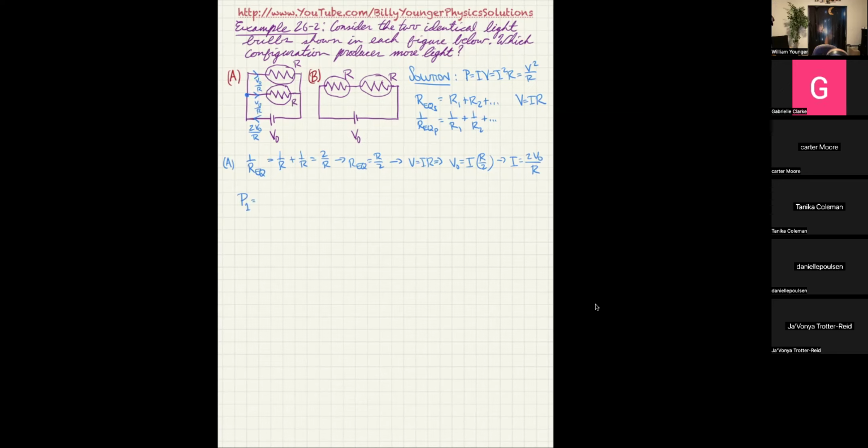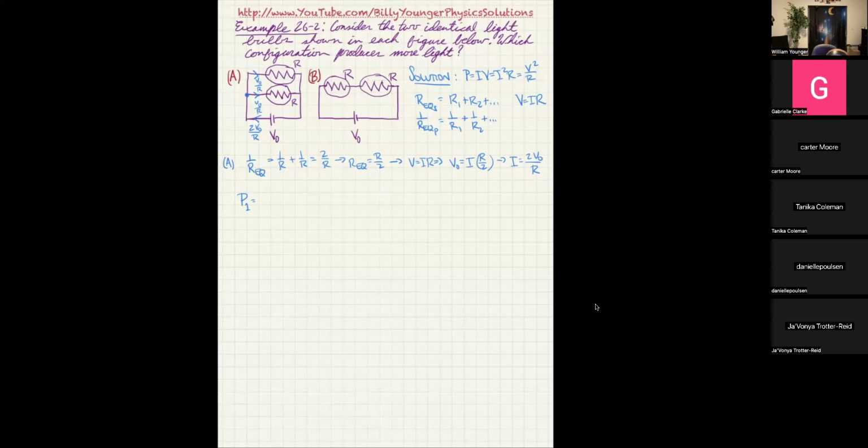Or I could use P equals I squared R. That requires me to know the current and the resistance in it. Or I could use P equals V squared over R. That means I have to know the voltage across it, and then I have to divide that by the R, which I do know. So any of those will work.